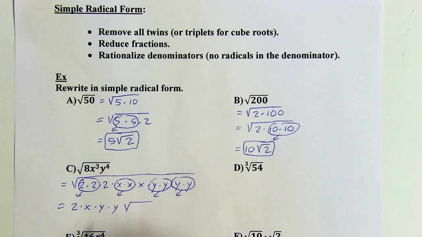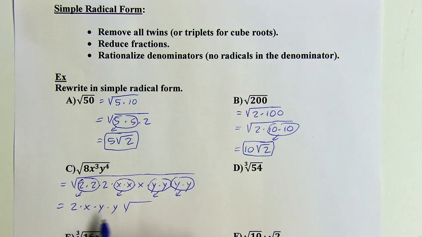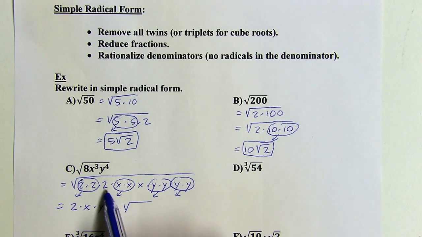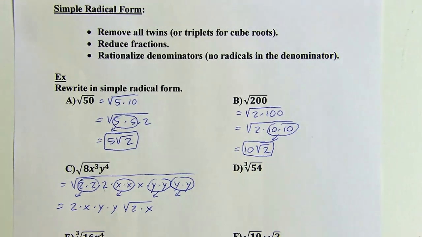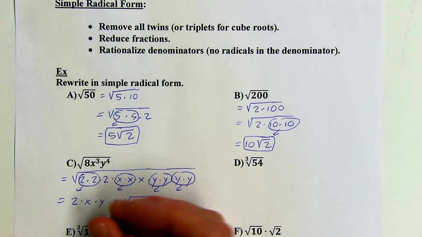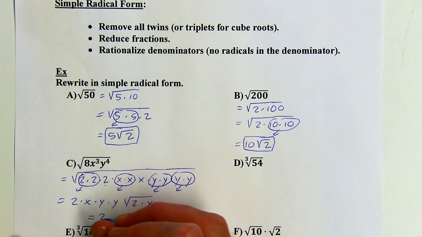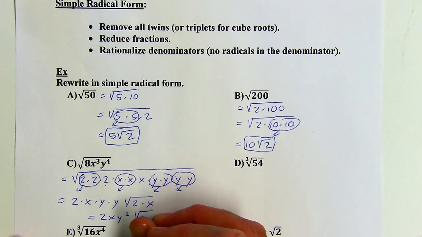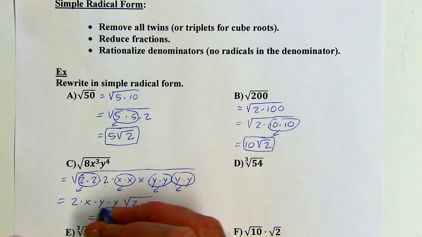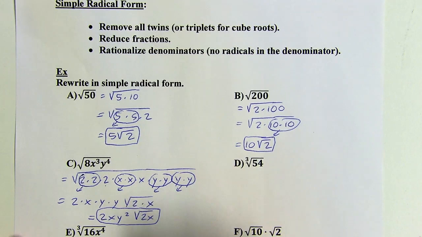And when you have multiple pieces on the outside, you're going to multiply them together. So that's why I wrote them like that. And then I look at what's still left in the jail. There's a 2 in there and an x. And then I multiply everything all together, and then this will be in simple radical form. So this is going to be 2xy squared times the square root of 2x.